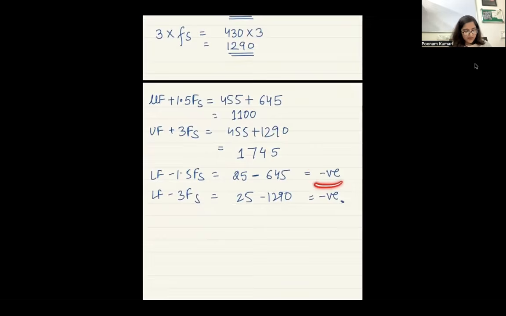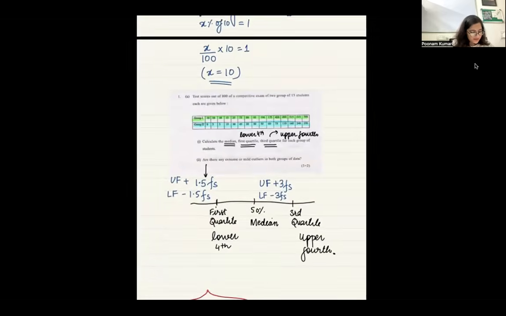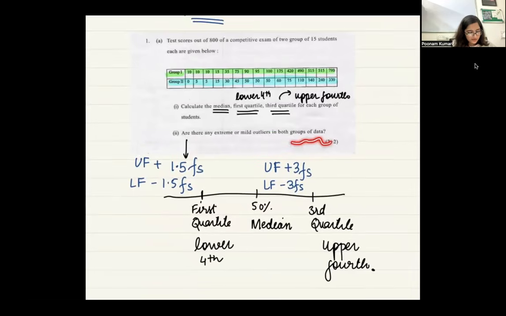Similarly, here to be called a mild outlier, it has to be less than this, but numbers can't be negative. Similarly, here it should be negative. So is it possible? Are there any extreme or mild outliers in this case? No, ma'am. So the answer is no. Not possible in the first group.